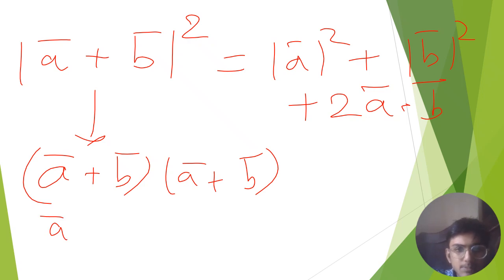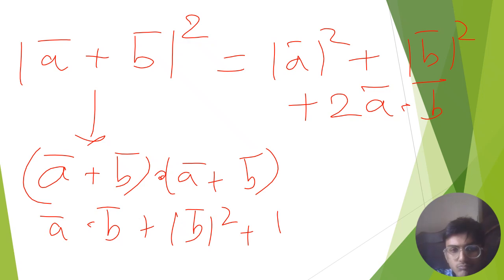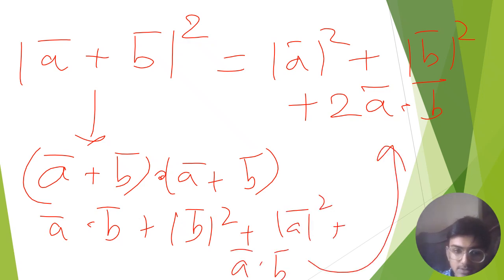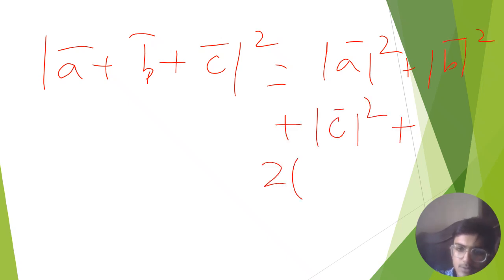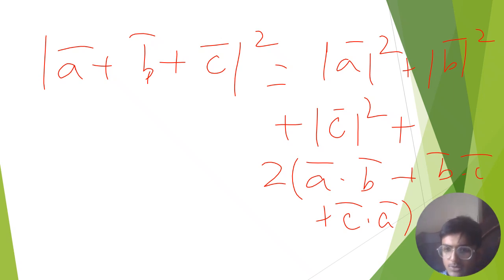Here you are multiplying both. We will use dot: a dot b plus mod b square, mod a square plus a dot b. From here you can write this. Again we can make one more formula for simplified calculations, that is a plus b plus c whole square, which is similar to this: mod a square, mod b square, mod c square, plus 2 times, not ab bc ca, but a dot b, b dot c, c dot a. Okay, this you must know.